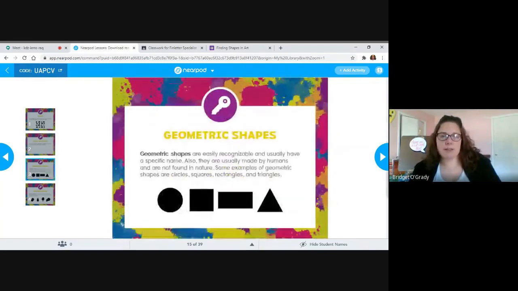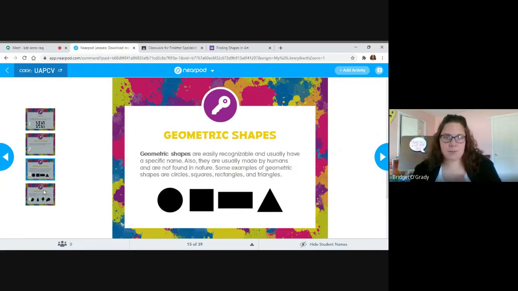Geometric shapes are easily recognizable and usually have a very specific name. Also, they're usually made by humans and not really found naturally in nature. Some examples of geometric shapes are circles, squares, rectangles, and triangles, which you can also see at the bottom of the page.